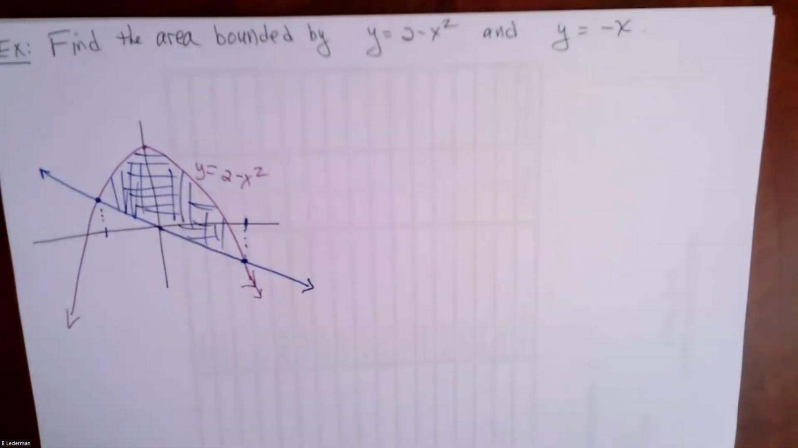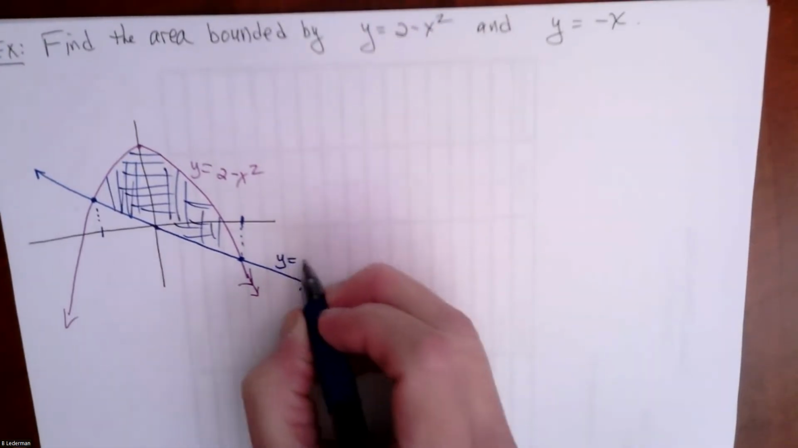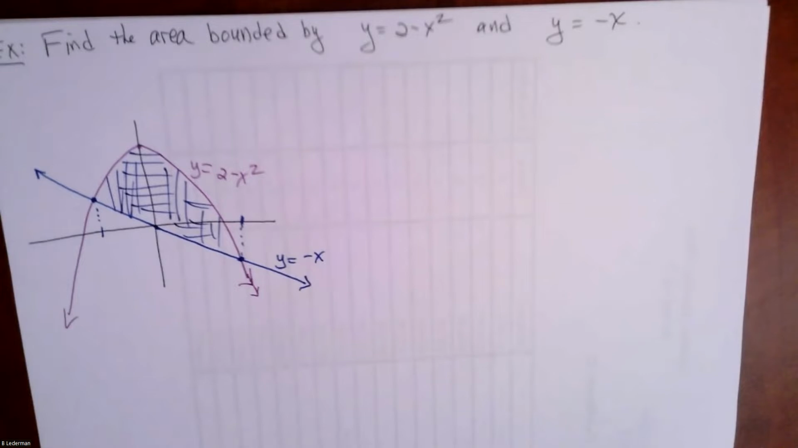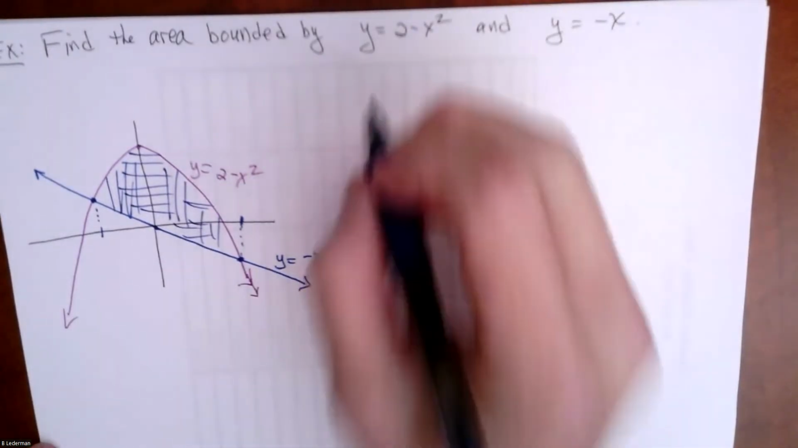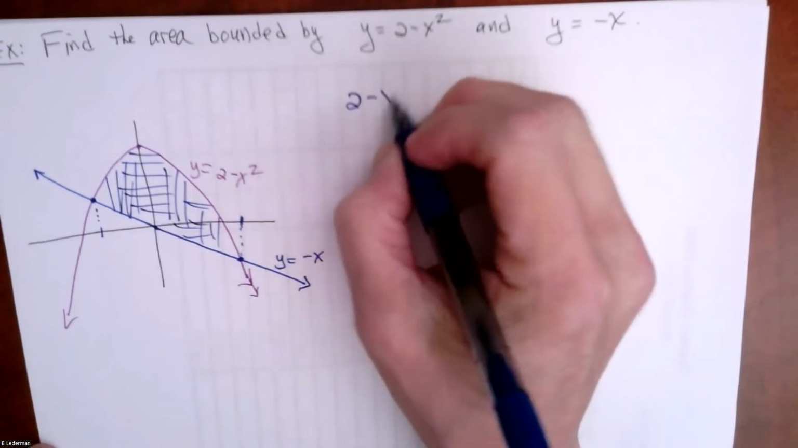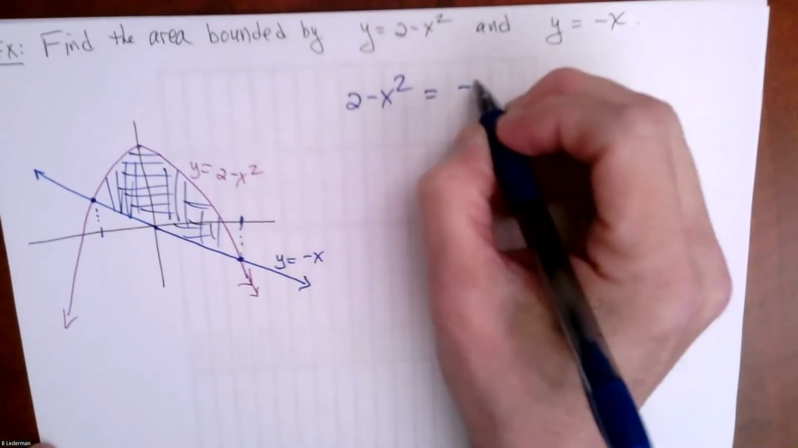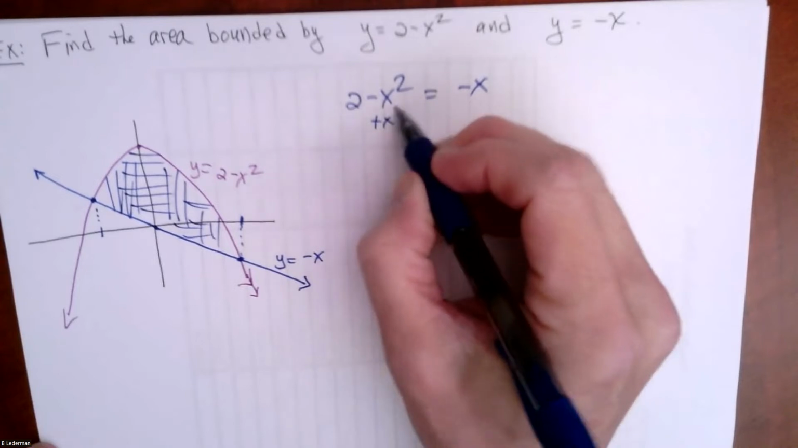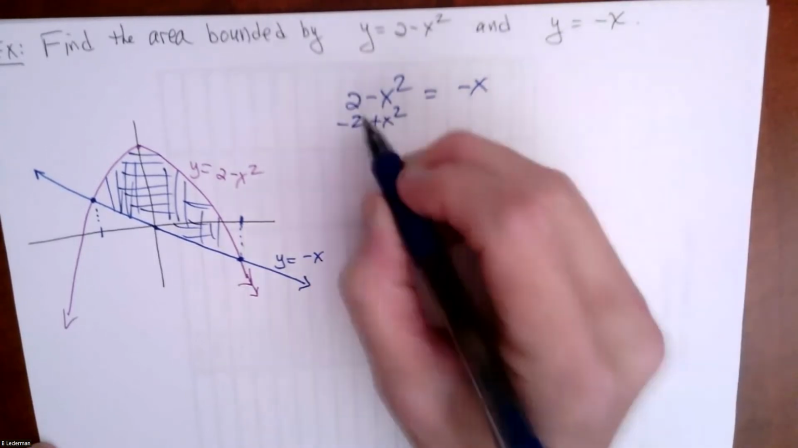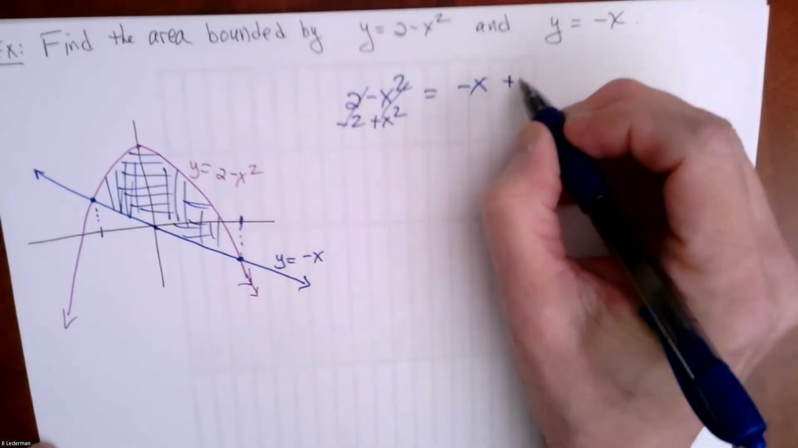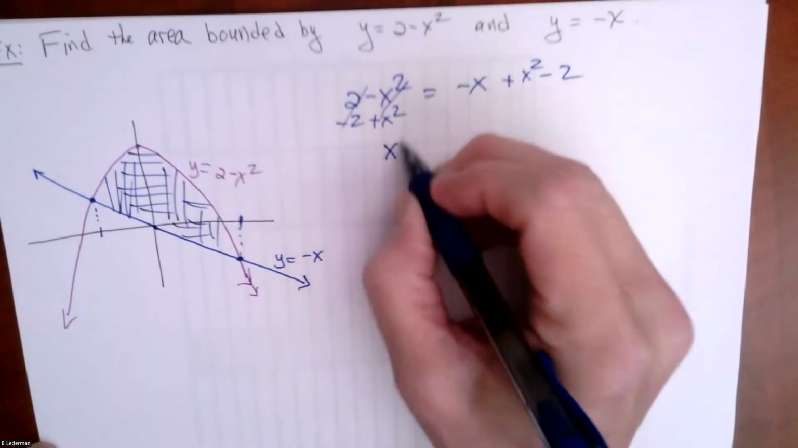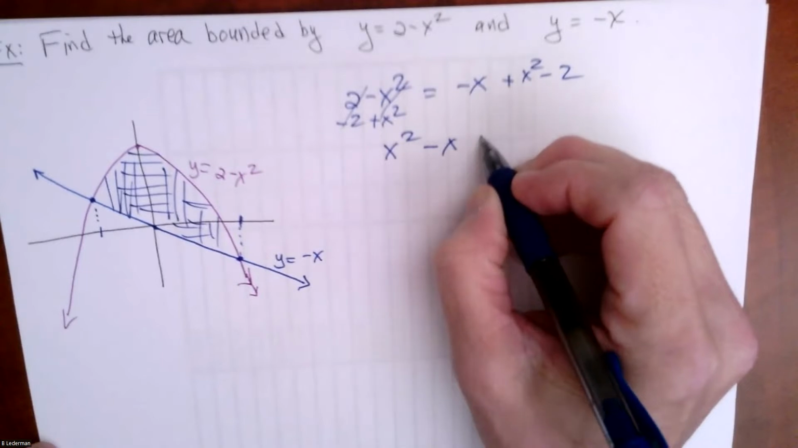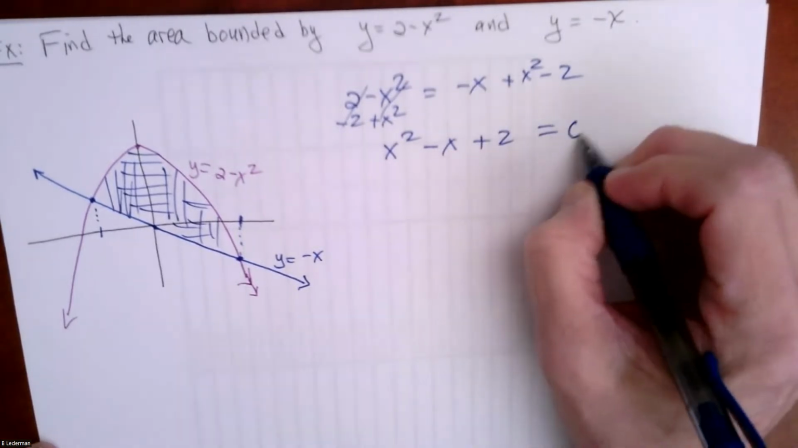It doesn't tell us. So what we're going to have to do is a little bit of algebra to figure it out. y equals -x. Both of these are equal to y, so I'm going to set them equal to each other. I have 2 minus x squared equals -x. I'm going to add x squared to each side, subtract 2 from each side. And just to write this a little bit nicer, this is x squared minus x plus 2 equals 0.